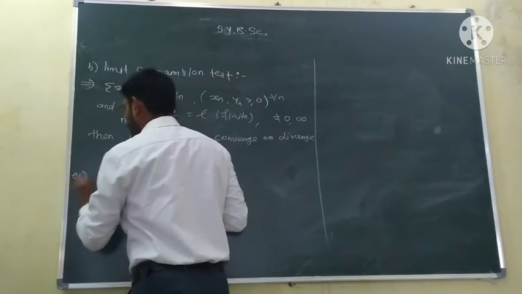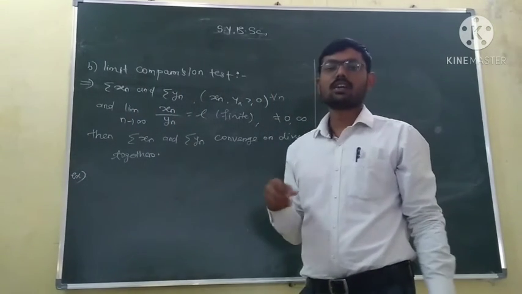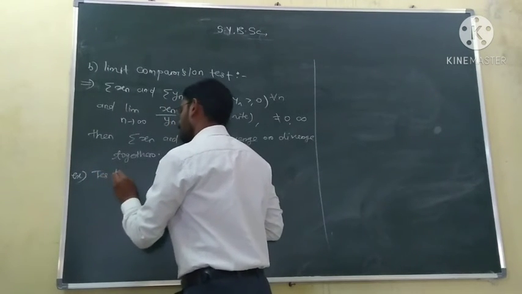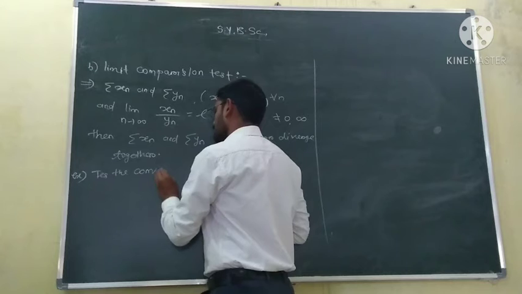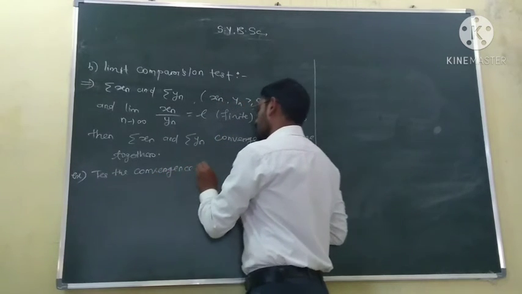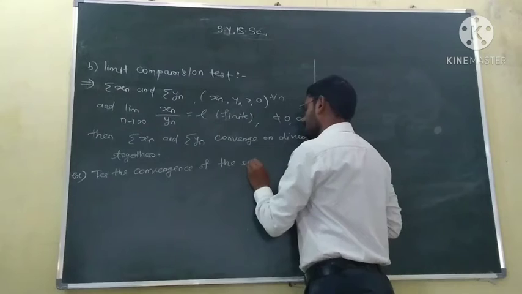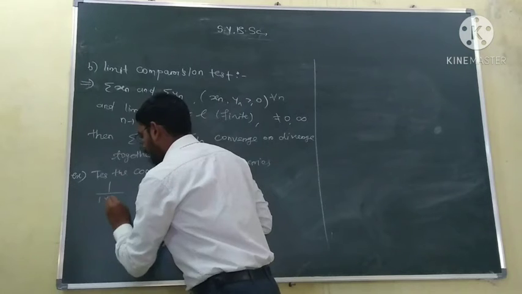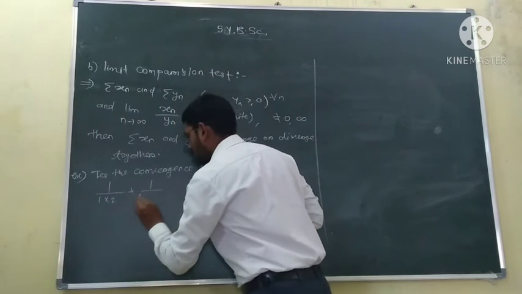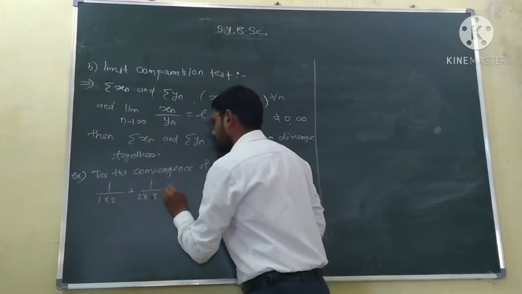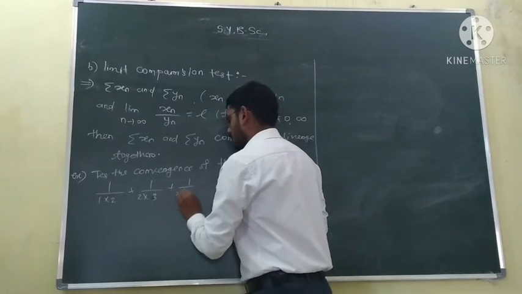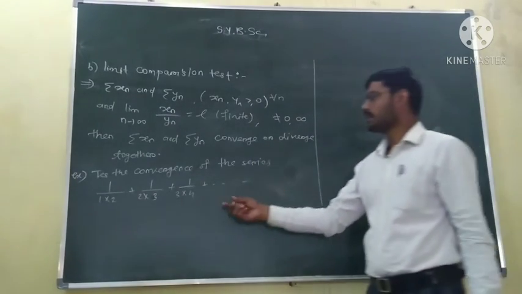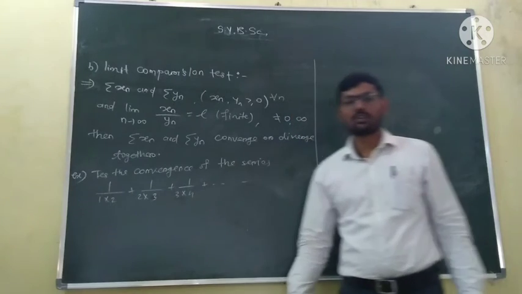Okay, so let's take an example. Test the convergence of the series. The series is given as 1 upon 1 into 2 plus 1 upon 2 into 3 plus 1 upon 3 into 4 up to so on. So we have to check whether this series is convergent or not.